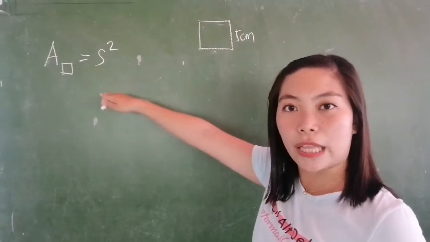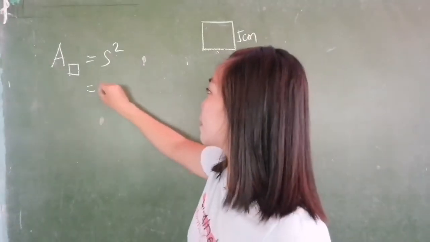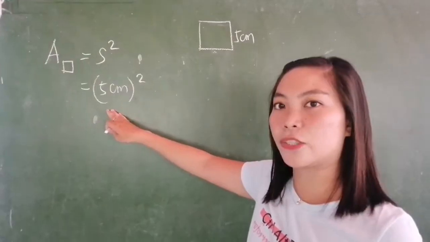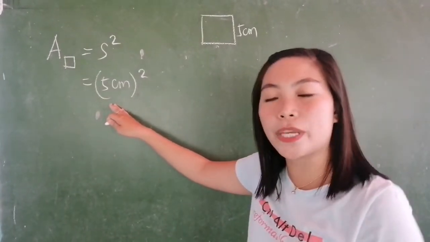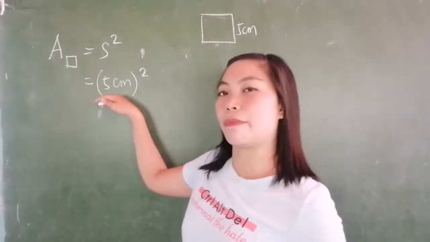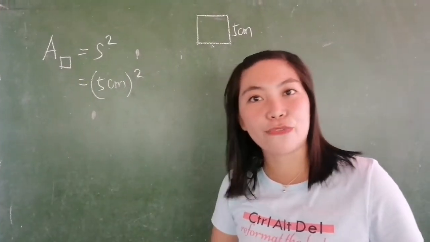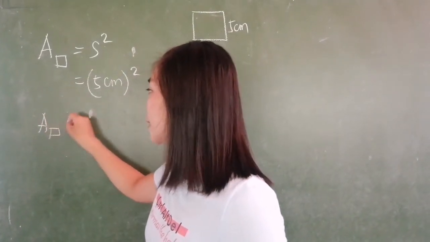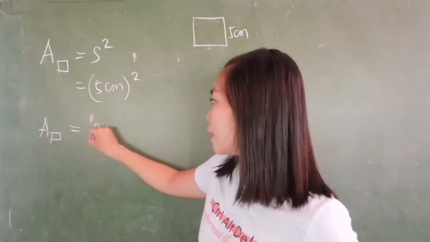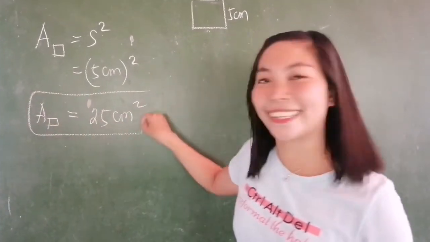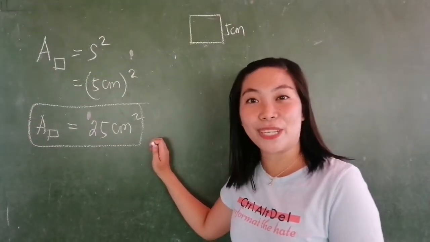Then, i-substitute lamang po natin. So, 5 centimeters, take the square of it. So, meaning, when we say square, we have to multiply it by itself. So, 5 centimeters multiplied by 5 centimeters. So, therefore, the area of a square is 25 centimeters squared. Did you get it? Ang dali-dali lang po, di ba?